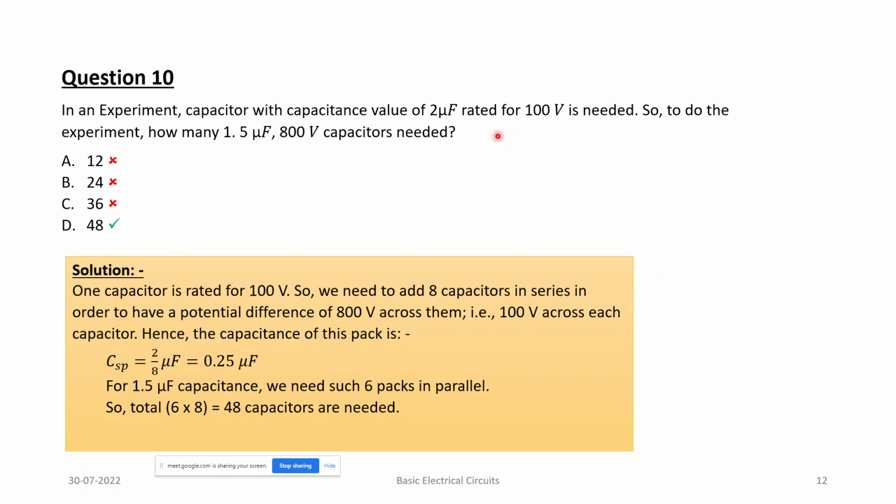We are providing, the question is wrong actually. Just a second. We have to form 1.5, is that 2 microfarad capacitance with 800 volt or 1.5 microfarad capacitance with 100 volt? Clarifying it.